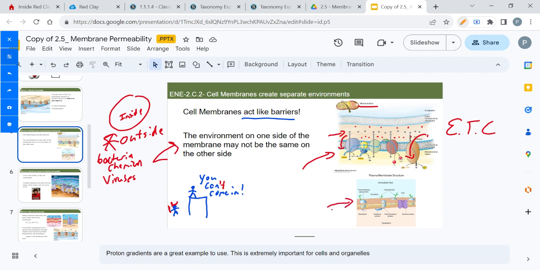This right here shows an image of just a regular cell membrane, where you have the extracellular fluid, or water, or the blood that's around it, and then the cytoplasm. So we want to make sure that nothing nasty gets inside of our cells if it can be avoided.